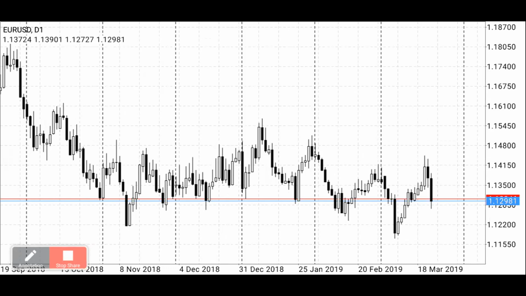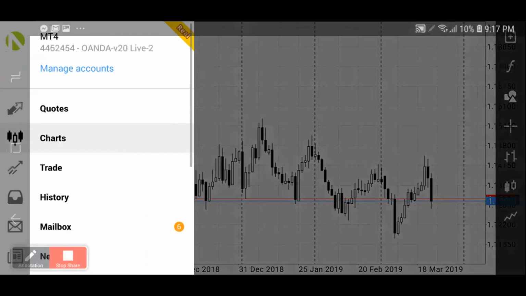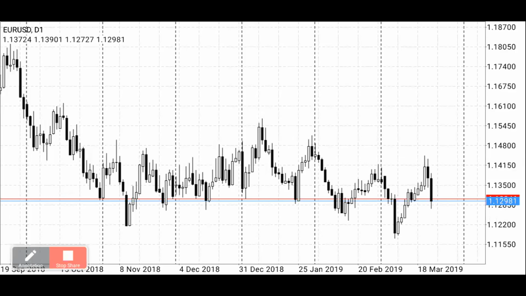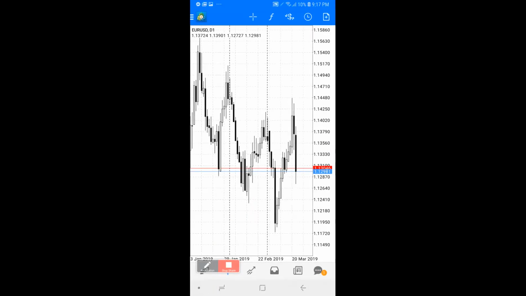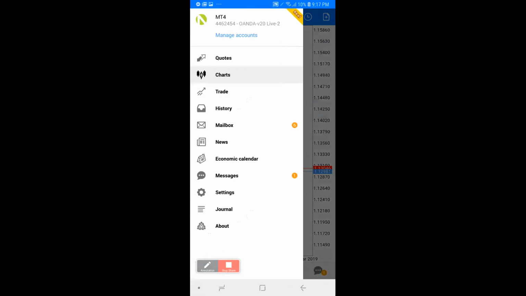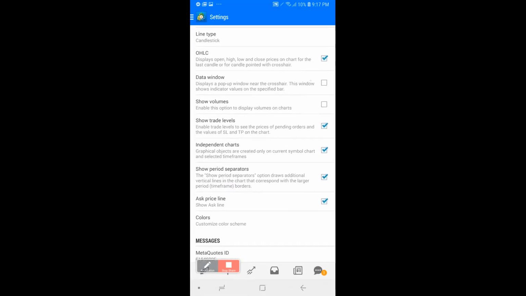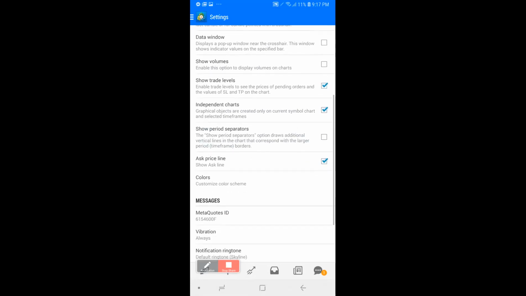Okay, go to your settings really quickly. I don't know why your MetaTrader has all that stuff. That's what I needed, that little screen. Rotate your screen back to normal. Go to the top left where those lines are, and go to settings. And take off that OHLC. Take off show period separators. Okay, I think that'll be fine.